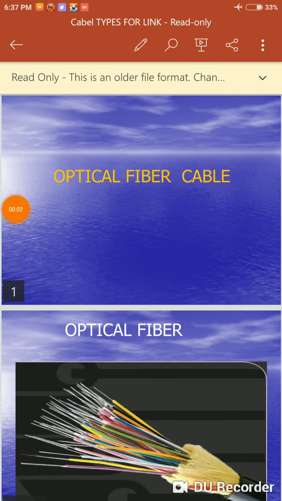Hello friends, I am Neeta Kulkarni and today we are going to discuss some basic concepts about optical fiber cable. We are going to see the internal structure, the basic elements in the optical fiber cable.